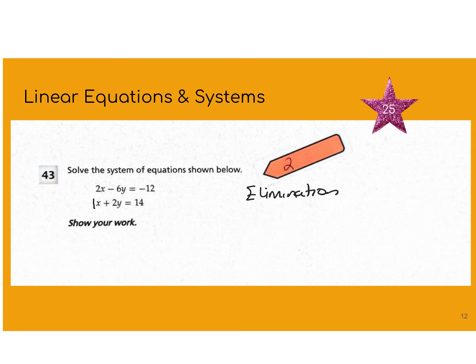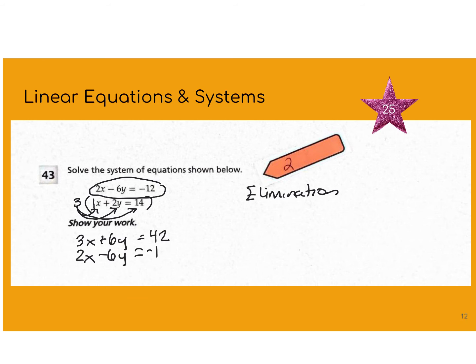cancel out my variables. So my variables that I could cancel, I could either cancel my x's or I could cancel my y's. Because my y's are already negative in the top one, I'm going to choose to cancel my y's, and I'll multiply the bottom one by 3. Now, why do I do that? Because when I share or distribute my 3, I end up with 3x plus 6y equals 3 times 14 gives me 42. My first equation, I'll just move it down below, would be 2x minus 6y equals negative 12.